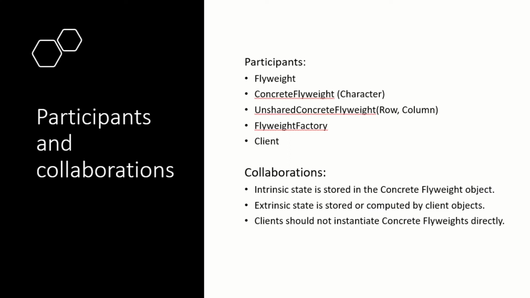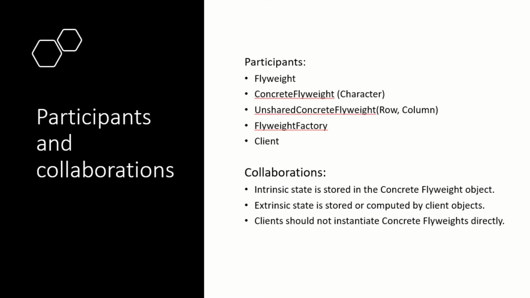Unshared concrete flyweight: not all flyweight subclasses need to be shared. The interface enables sharing. It doesn't enforce it. It's common for unshared concrete flyweight objects to have concrete flyweight objects as children at some level in the flyweight object structure. The flyweight factory creates and manages the flyweight objects and ensures that the flyweights are shared properly. When a client requests a flyweight, the flyweight factory object supplies an existing instance or creates one if none exists. The client maintains a reference to flyweight or flyweights, and computes or stores the extrinsic state of flyweights.